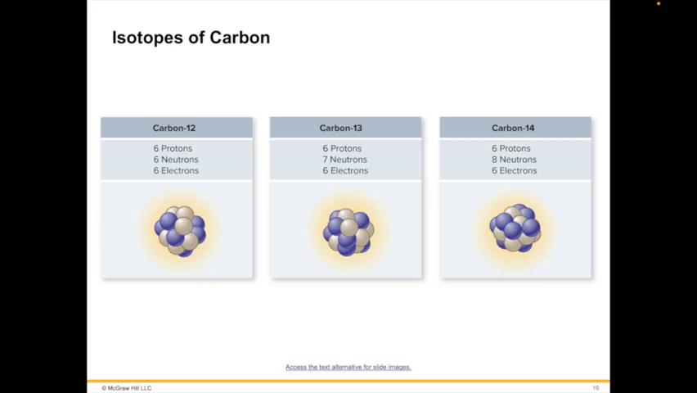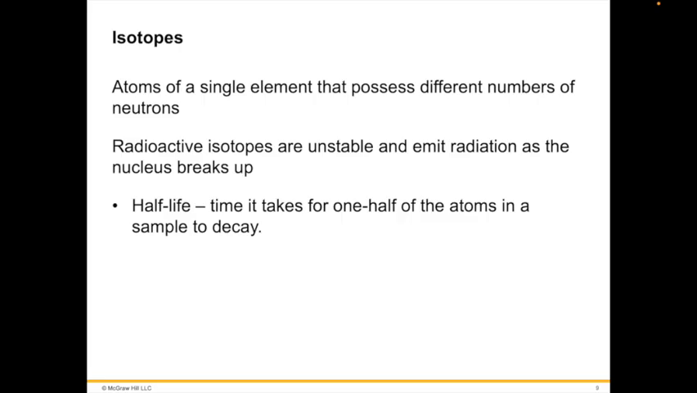Unlike the other 2 isotopes, carbon-14 is unstable. This means that its nucleus tends to break up into elements with lower atomic numbers. This nuclear breakup, which emits a significant amount of energy, is called radioactive decay. Isotopes that decay in this fashion are radioactive isotopes. Some radioactive isotopes are more stable than others, and therefore they decay less readily.